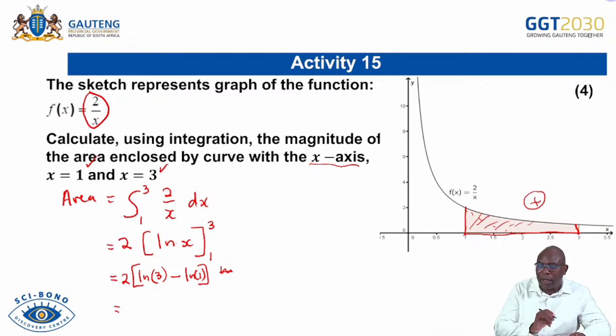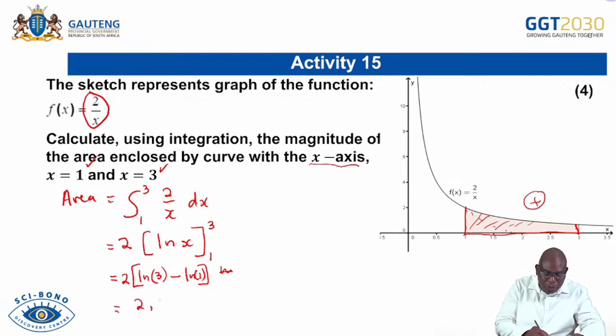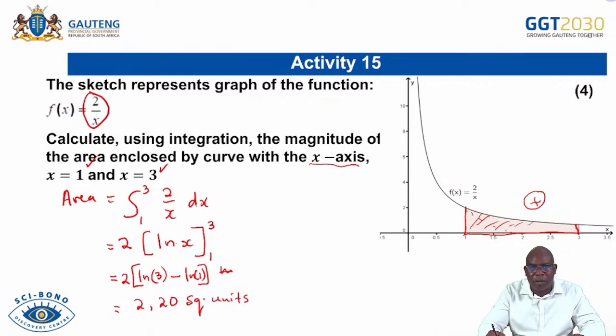Then I just take my calculator. I hope everybody has already found the ln button. Work it out on the calculator. I got 2.20 square. Don't forget to write the units: square units. That is the area of this part here. So the area of this part will be 2.20 square units.